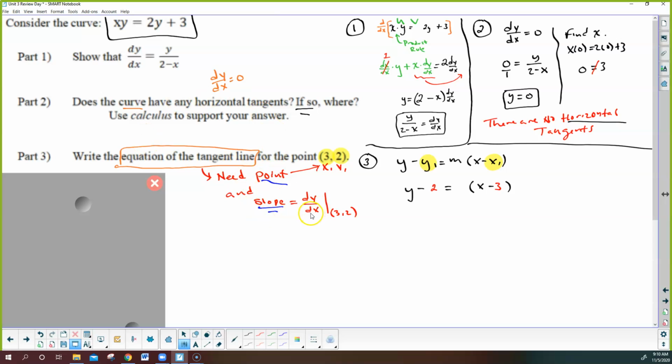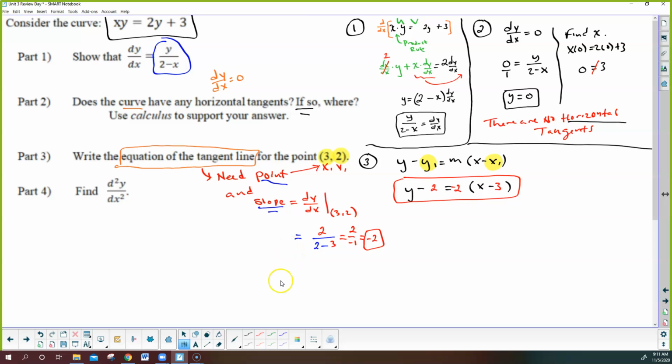Slope is the derivative, which we already know. But it's the derivative at the point 3, 2. So then all I have to do is take this derivative, y over 2 minus x, and I'm going to plug in a 2 for the y and a 3 for the x. And then I'll just simplify. This becomes 2 over negative 1, or the slope at that point is negative 2. And technically, I would say stop here. You don't get any extra points for distributing and solving. The only time you'd need to do that is if it was multiple choice.